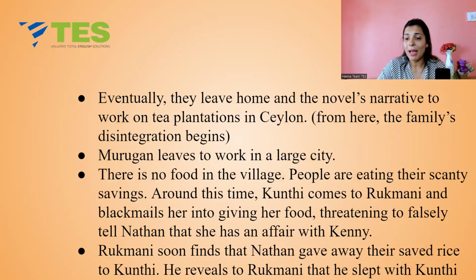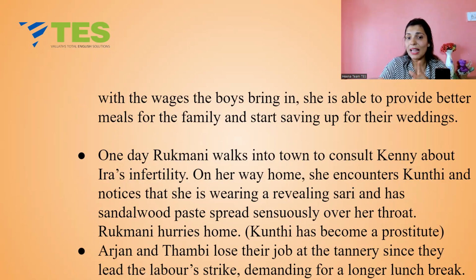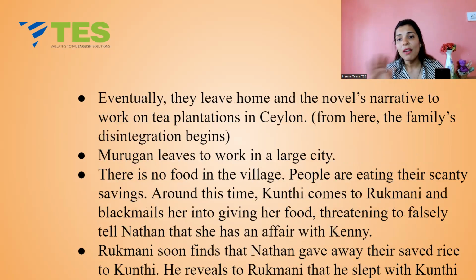Eventually, what happens? These two sons, Arjun and Thambi, leave home and the novel's narrative to work on tea plantations in Ceylon, which means after this, I will not take the names of Arjun and Thambi. They have gone away from the story and from the novel as well. And from here, Rukmani's family's disintegration begins. How? Murugan leaves to work in a large city. There is no food left in the village. People are eating their scanty savings.